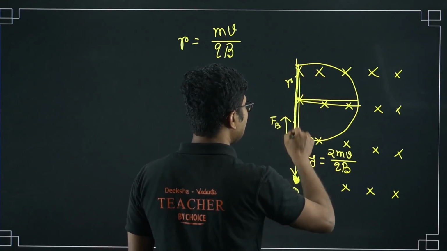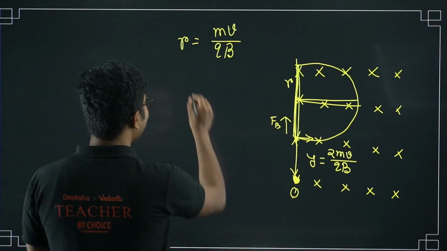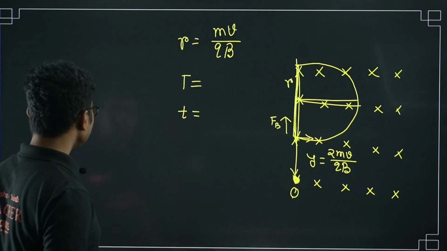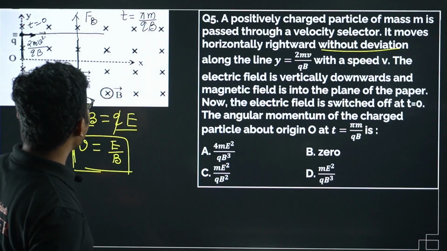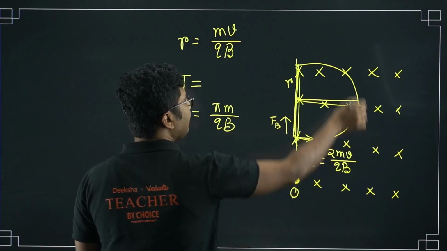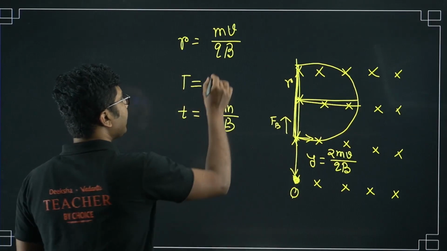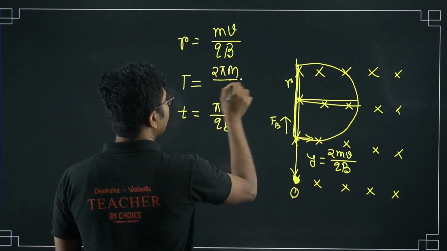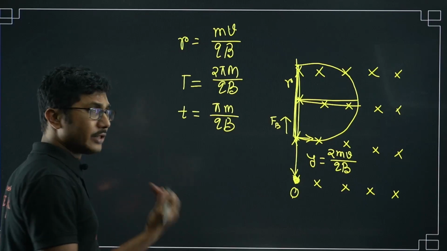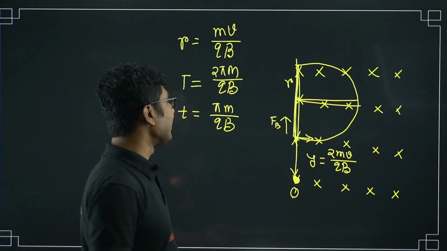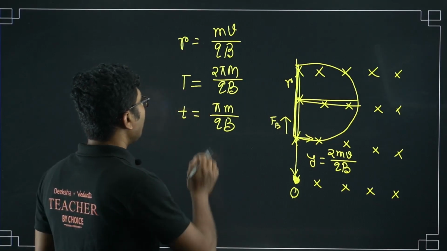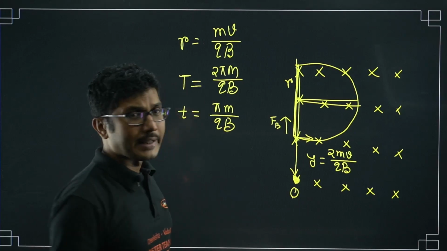So what is the total distance? No, not total distance, sorry, I am going fast forward. What is the time given? Time given is pi m by qB. And the time period of the motion, if you remember the derivation, is 2 pi m by qB. You can go and check it out. I am not doing the derivation, but if you forget it, you have to do it anyway. This is a very standard formula: frequency, time period, angular velocity. Those three expressions you have to remember. So the time period of the motion is 2 pi m by qB.